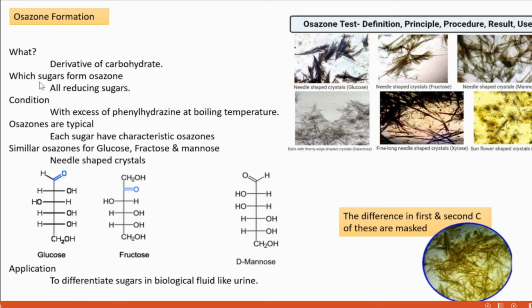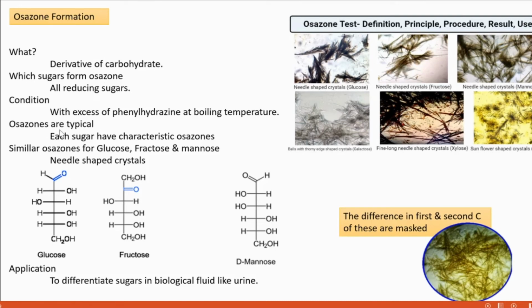And which sugars form osazone? All reducing sugars can form osazone. These are the images of osazone. Some needle-like structures are forming out of the carbohydrates. And on what condition are these osazones forming? When the carbohydrate is treated with this compound, whose name you need to learn, phenylhydrazine. It is treated with phenylhydrazine at boiling temperature. Then what forms? Osazone is forming.